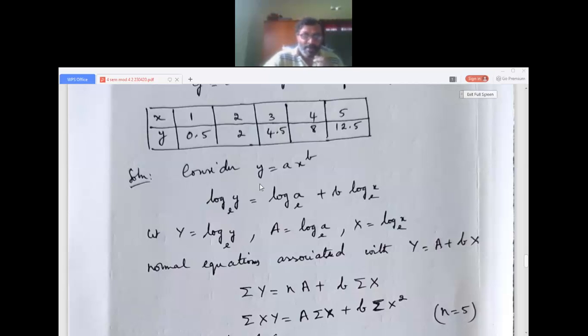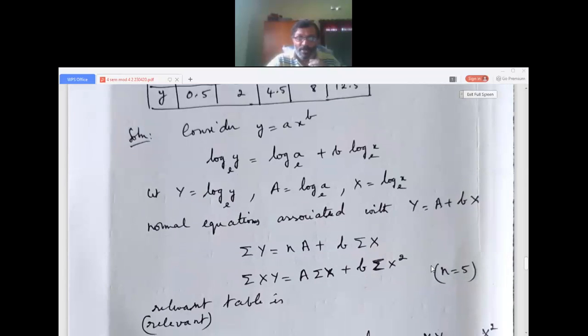Again, I repeat, whenever the problem is of this type, apply log first to base e. Then log y base e is equal to, by the basic rules of logarithms, log a base e plus b log x base e. Then take log y base e as capital Y, log a base e as capital A, log x base e as capital X, and substitute. You will get Y equals A plus bX. So there are two unknowns, A and b, so you get two normal equations.